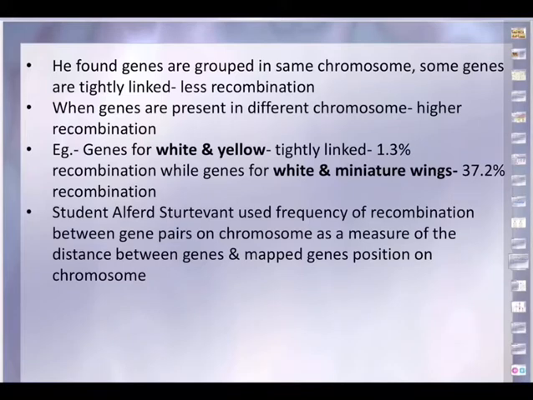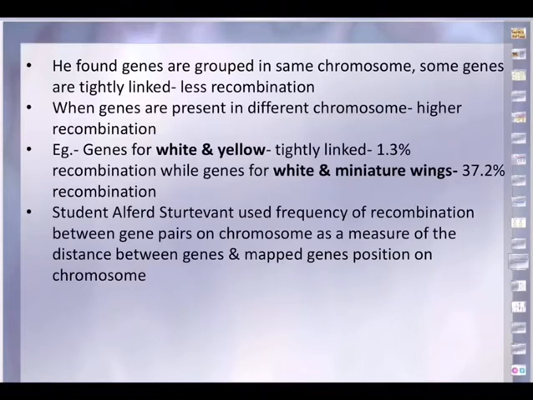Student Alfred Sturtevant used the frequency of recombination between gene pairs on a chromosome as a measure of the distance between genes. That's what we have been discussing. On a single chromosome, if two genes responsible for one character or different characters are present in close proximity, then recombination is not possible.